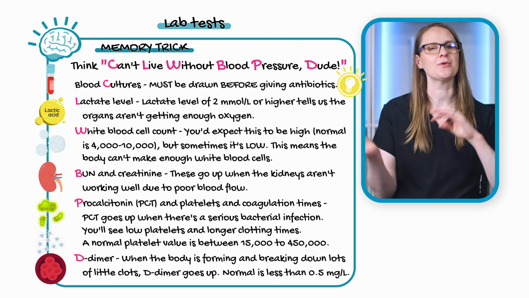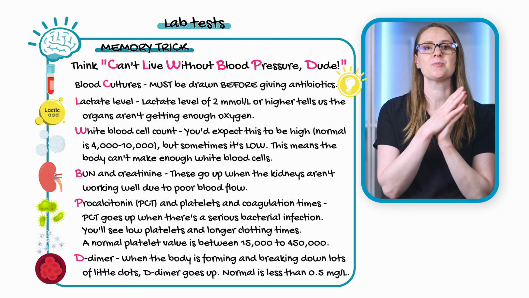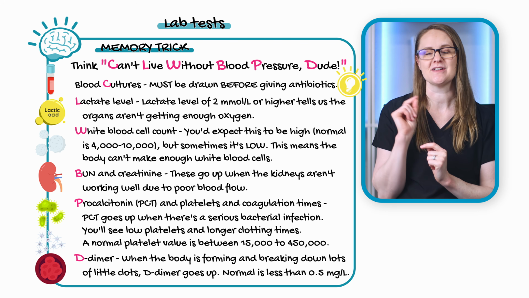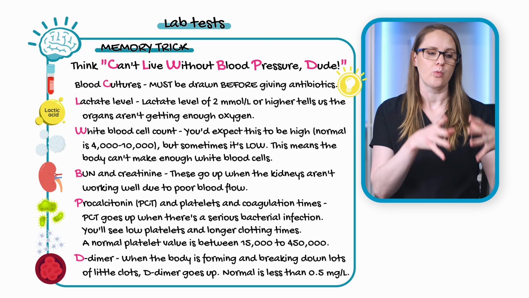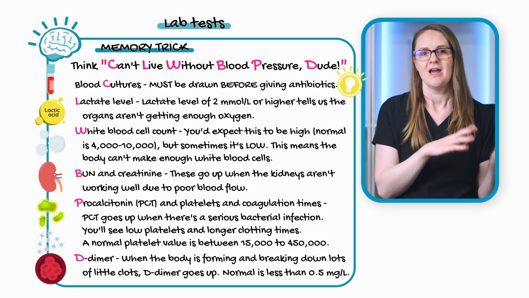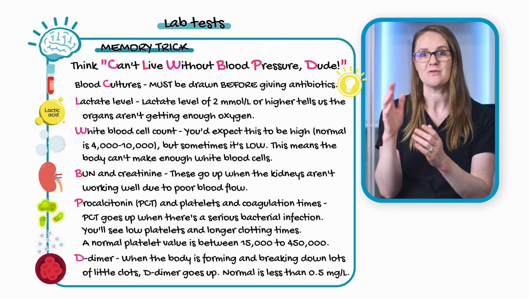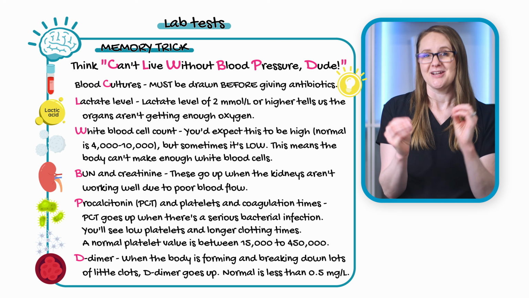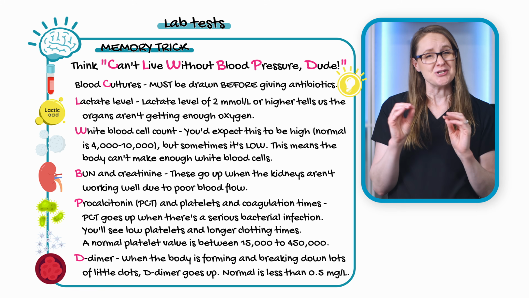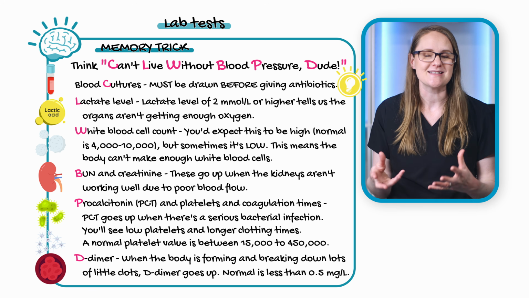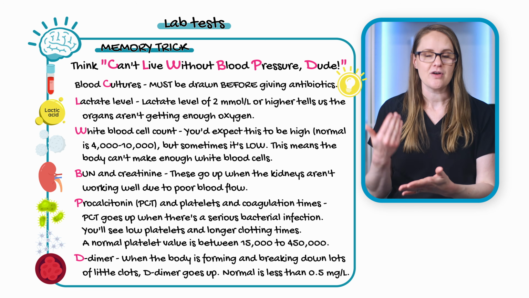Now, a lactate level. So remember that lactic acid that we talked about a little bit earlier? A lactate level of 2 millimoles per liter or higher tells us the organs aren't getting enough oxygen. So a higher lactate means worse tissue perfusion for the patient. And then white blood cell count. You'd expect this to be high, right? So normal is between 4 to 10,000. But here's a tricky NCLEX point for you. Sometimes it's actually low in sepsis, which means it's a worse sign because the body is so overwhelmed that it can't even make enough of those white blood cells.